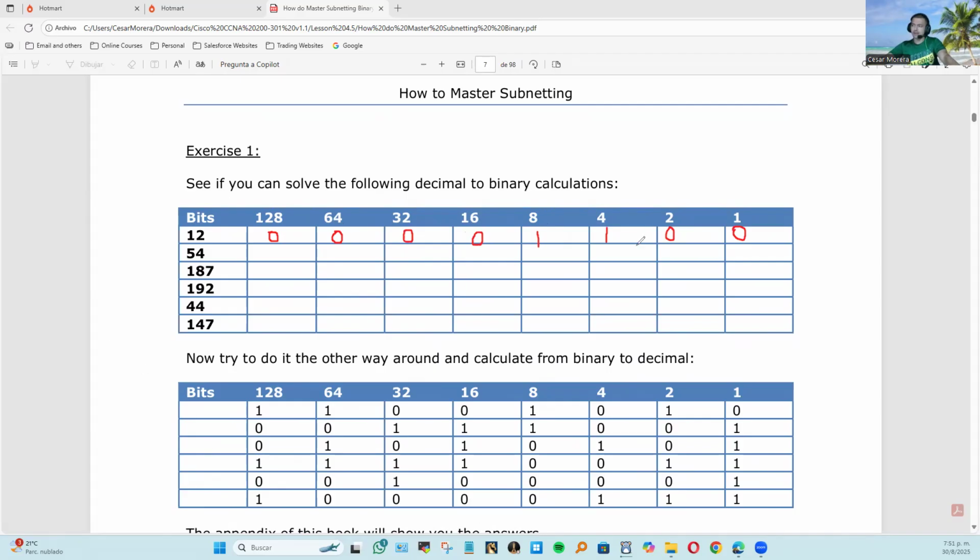Okay. Let's do the conversion. Let me go ahead. Is 54 higher than 128? No, then it's 0 here. Is 54 higher than 64? No, so there is a 0 here.